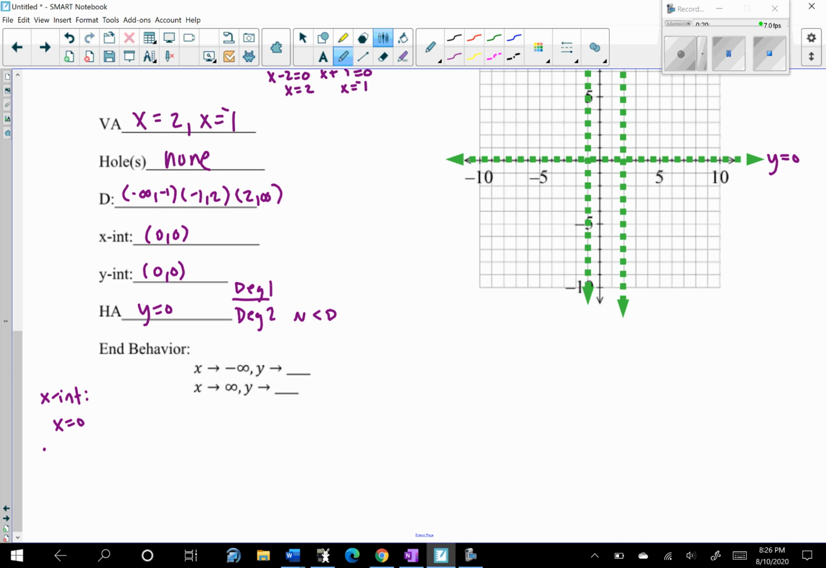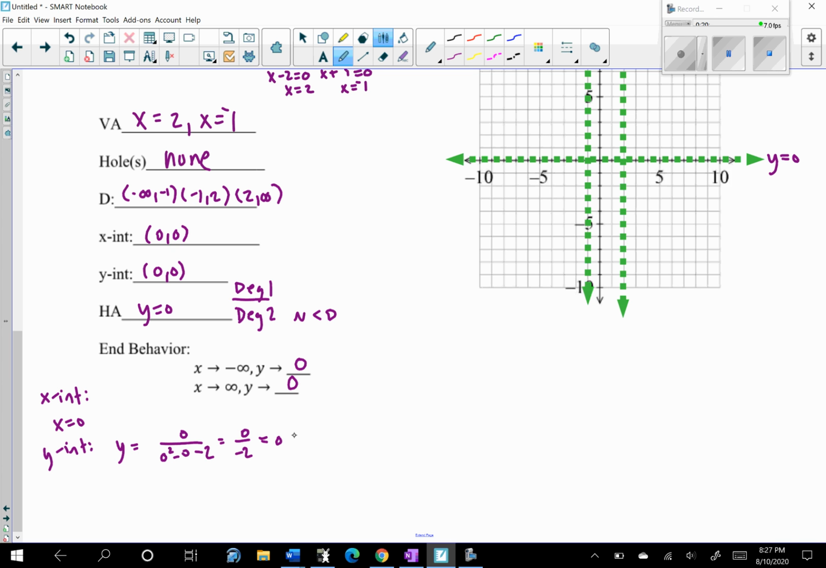But if you need to check, you can always plug that value in. So y would be equal to 0 over 0 squared minus 0 minus 2, so 0 over negative 2. Negative 2 is in our denominator, not 0, so that's why that's okay. 0 in the numerator is okay, just not in the denominator. Or you can use the factored form. Usually I use the factored form, but in this case, the non-factored form is a lot simpler to write. So that means the end behavior is going to be approaching 0.